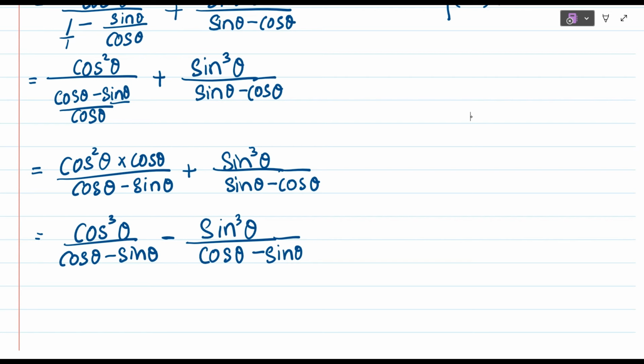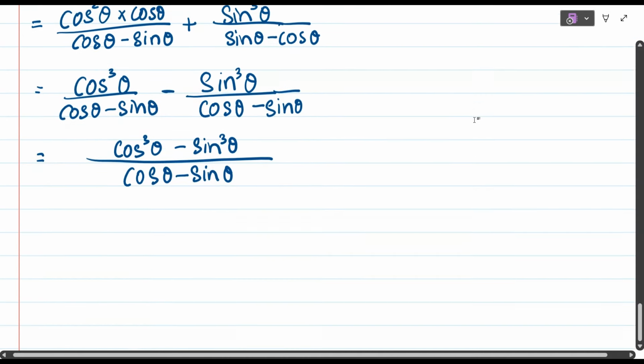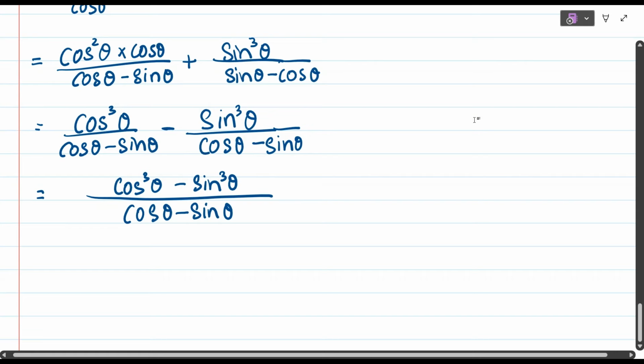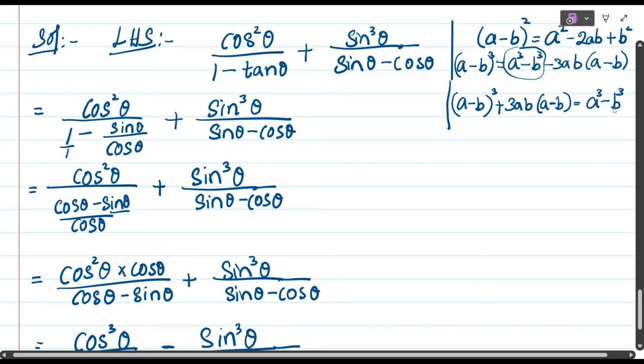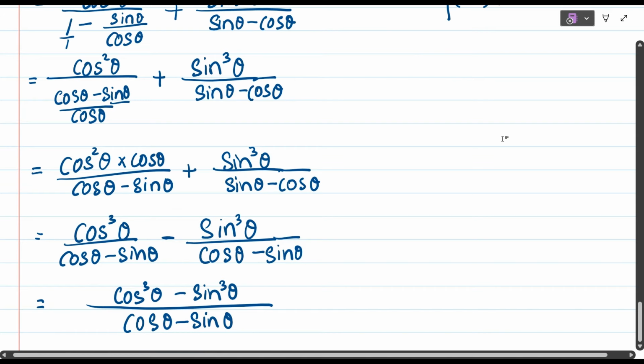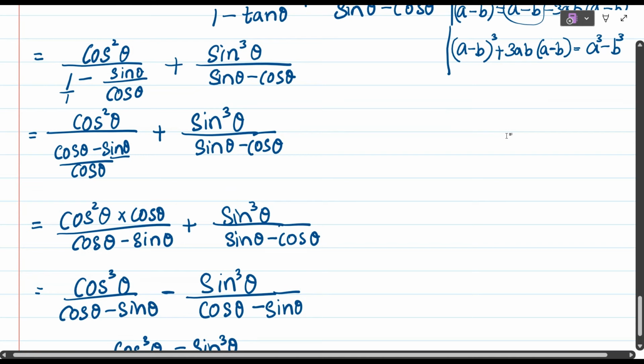Okay. So now find the LCM again. So the LCM is cos theta minus sin theta. So what will be there in the numerator? Cos cube theta minus sin cube theta. Understood? Okay, students. So cos cube theta minus sin cube theta. Now you apply the identity. What is the identity, students? The a cube minus b cube formula, a minus b whole cube plus 3ab into a minus b. Understood? So I am going to do it here, students.